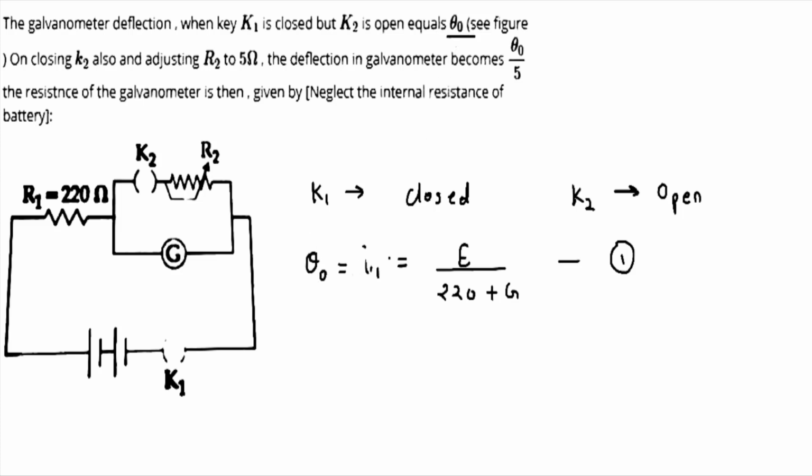Why am I writing directly theta naught as I1? Because we know for a galvanometer the current is directly proportional to the angle of deflection. Alright, so now let's move on to the second part. In the second part it says switch K2 is closed. Now both the keys K1 and K2 are closed.